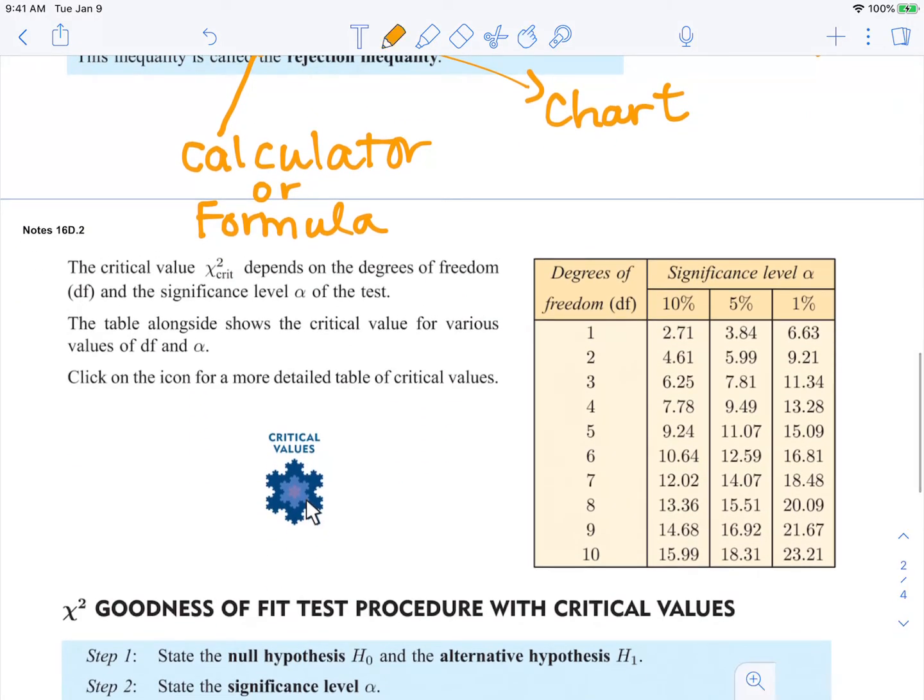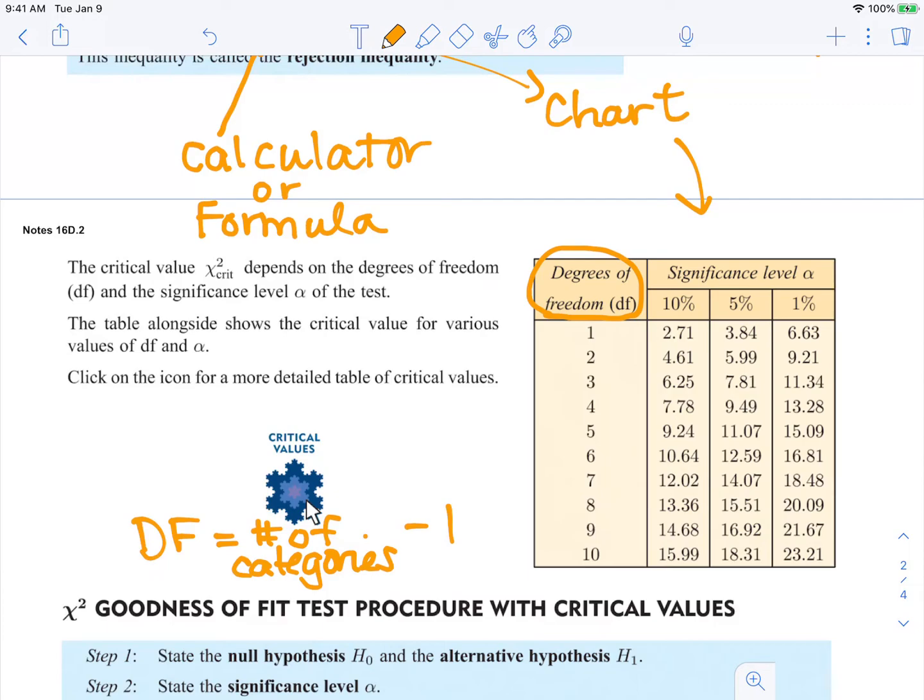So here is the chart that I was talking about. The critical value depends on the degrees of freedom. This is your left side. We've talked about the degrees of freedom before. Degrees of freedom is the number of categories minus 1. The right side of the chart has significance levels of 1%, 5%, and 10%. You do not have to memorize this chart.